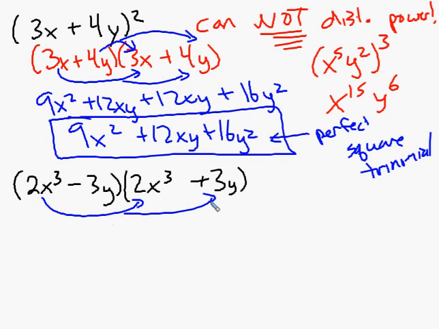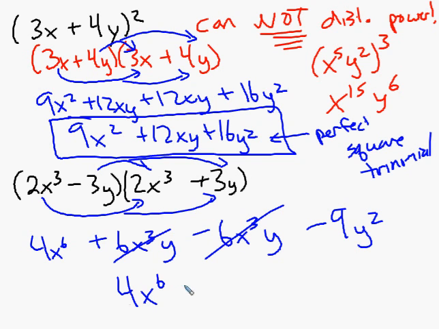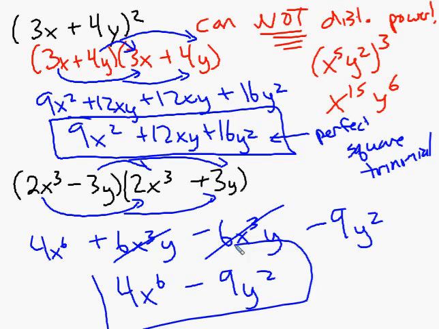So this times both of those. And this times both of those. And again, I'm writing my variables in alphabetical order. And then these two middle terms end up canceling. And this is a difference of perfect squares.